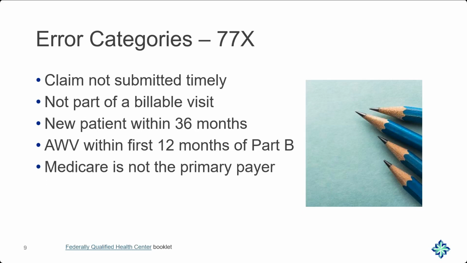Now on our FQHC claims that were billed on the 77X type of bill, we saw the errors listed here. We also saw claim is not submitted timely, not part of a billable visit, and Medicare is not the primary payer. But we also had some unique ones: annual wellness visit billed within the first 12 months of Part B coverage, and new patient within 36 months. So those are the ones that rounded out the top 5. Like the previous slide for our RHC folks, we have a CMS booklet down here for our FQHC partners.